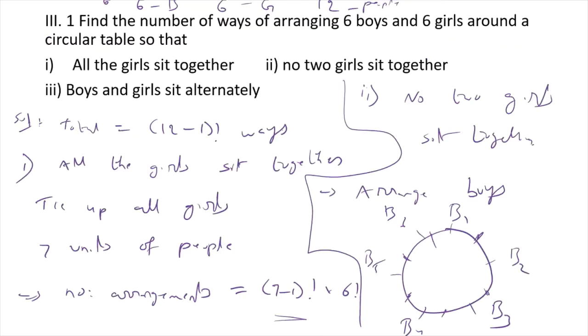Now coming to the third one. Boys and girls sit alternatively. So if you observe, in this position itself, boys and girls are sitting alternatively. Therefore, the number of arrangements in which boys and girls sit alternatively is also the same.